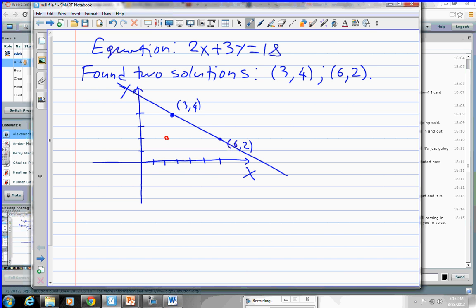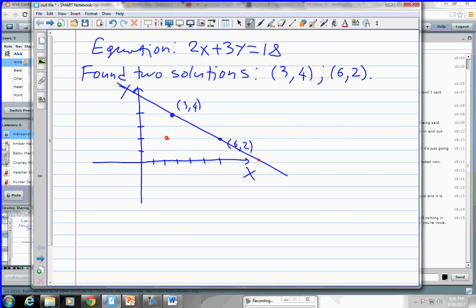Let's say this point right here, whatever that is, is that going to solve our equation? No, it's not part of the solution, which is the graph. And if I grab this point right here, will that solve our equation? Yes, because it's on the line.